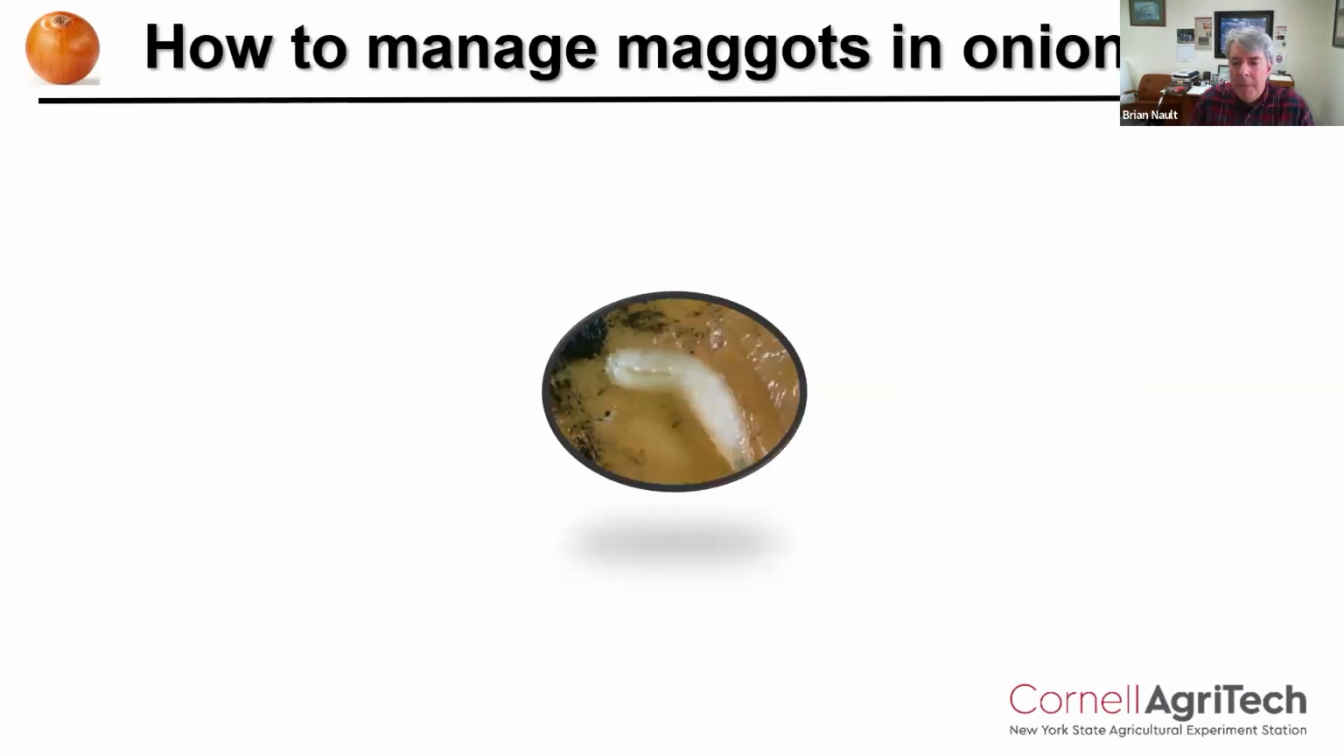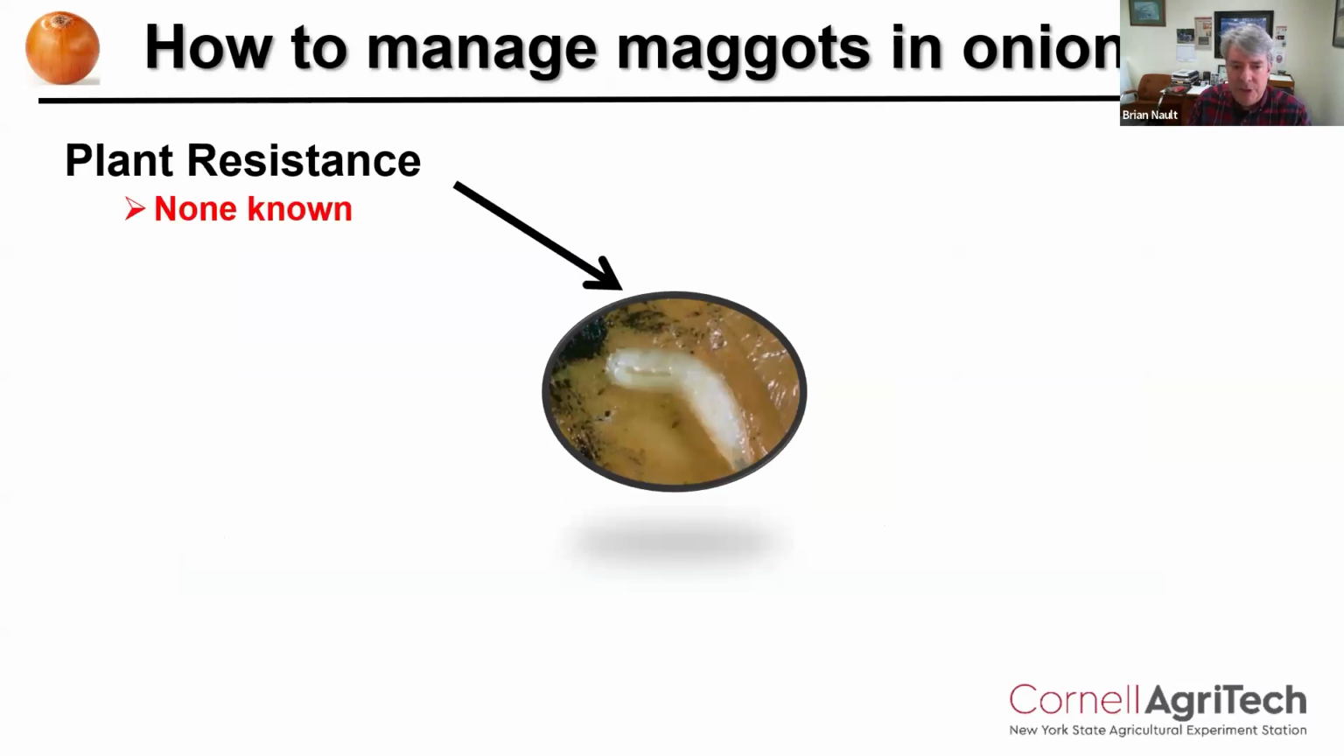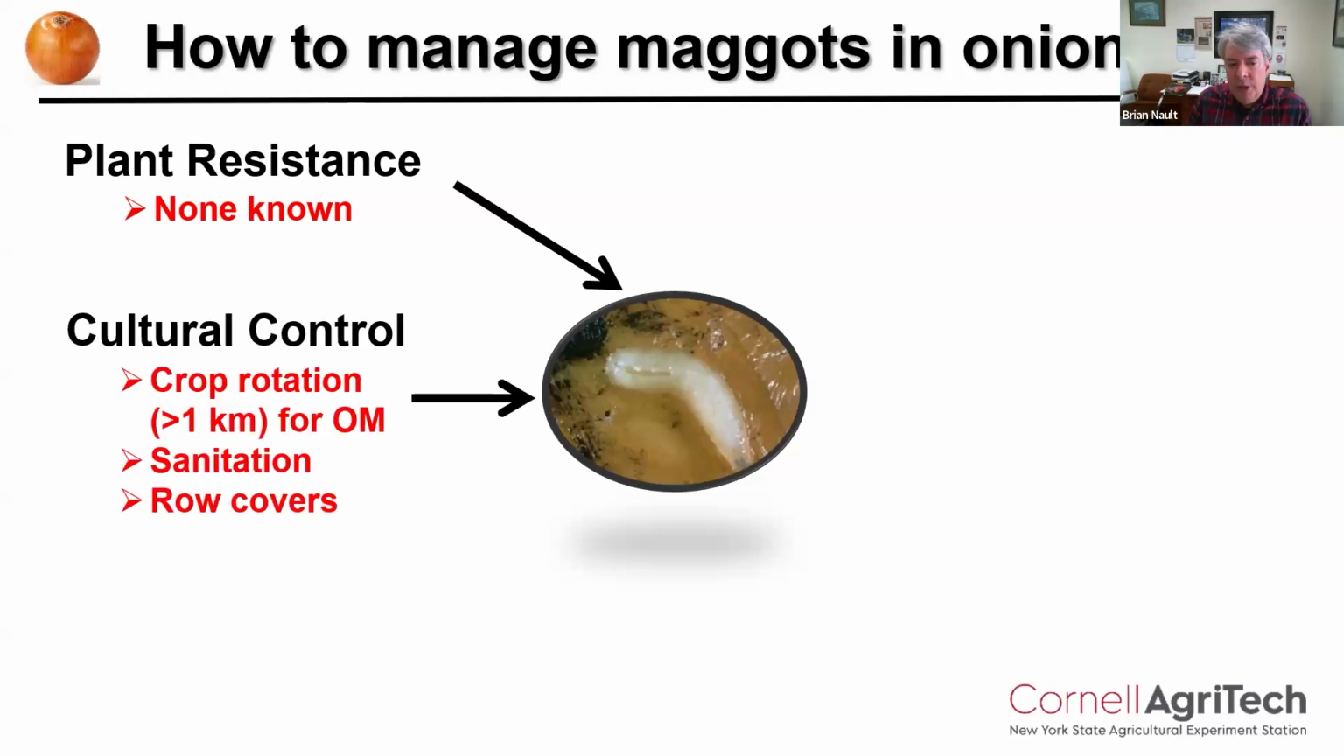So let's look at different approaches for managing both seed corn maggot and onion maggot. Let's start with plant resistance. Well, unfortunately, there are no varieties that are known to be resistant to either of the maggot species, so that's not an option. There are some cultural control tactics that have been effective, but to be honest with you, probably not really practical, at least for commercial onion production.